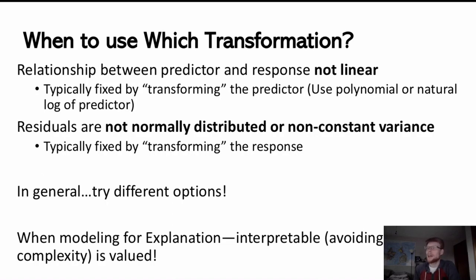There are some guidelines here that we've mentioned already. If the issue is largely just a nonlinear fit between a particular predictor and the response, then a predictor transformation is probably most sensible. If the residuals are not normally distributed or have non-constant variance, that's a situation where a response transformation is probably needed, and a predictor transformation is probably not going to fix that by itself. In general, though, you just have to try different options.